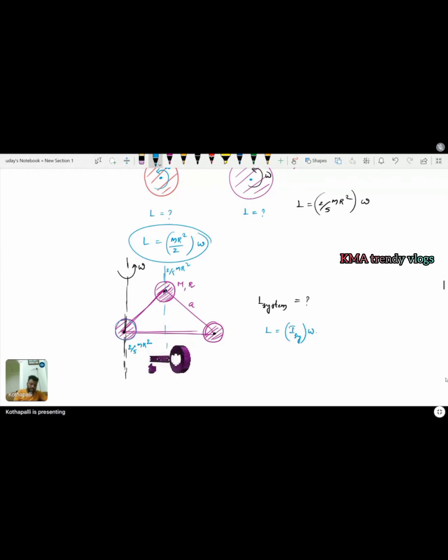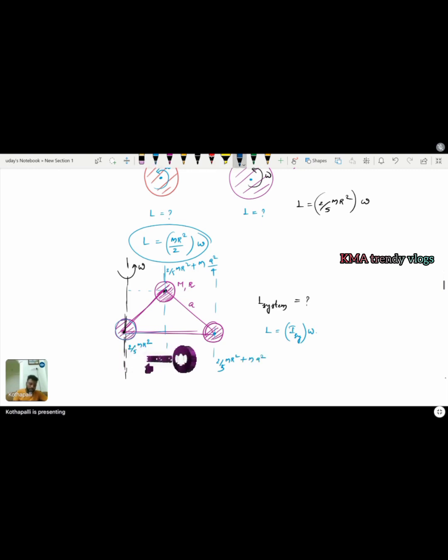But this is not the axis, this is the axis that I need to consider, which means the parallel axis theorem is to be applied. Plus m into what is this distance? a by 2 whole square, a square by 4. The moment of inertia about this axis we know is 2 by 5 mr square, but I want it about this axis. What is the condition? Parallel axis theorem. m into what is the distance?